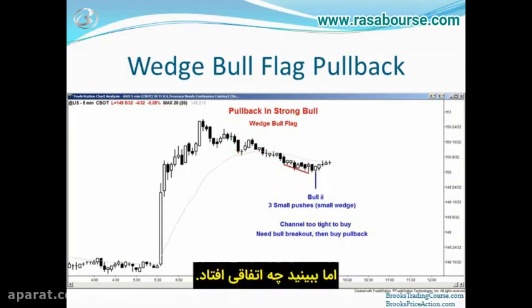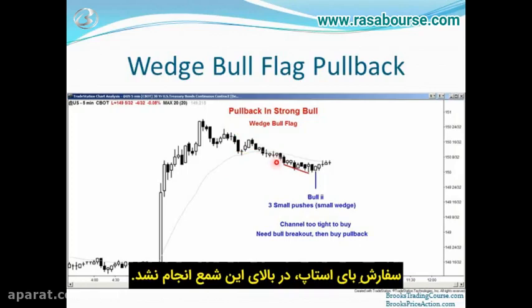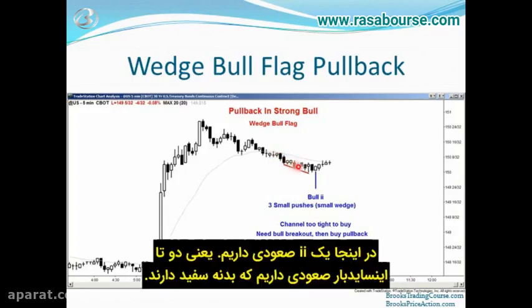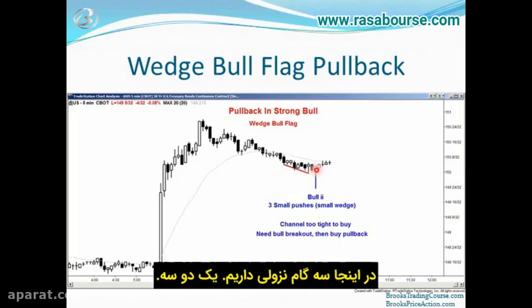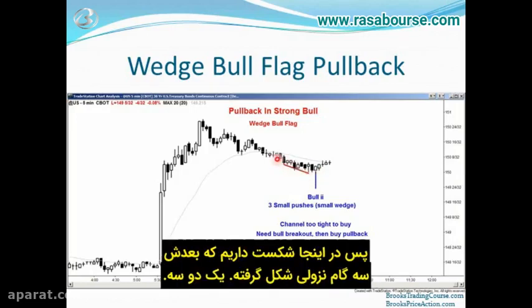But look what happened. The buy stop above the high of this bar never got hit, so the bulls never went long. Instead, the market started to sell off more. Here we have a bull II. We have an inside bar and a second inside bar, and it's a bull body. You can count it as 3 pushes down. 1, 2, 3. So we had the breakout here with 3 pushes down.